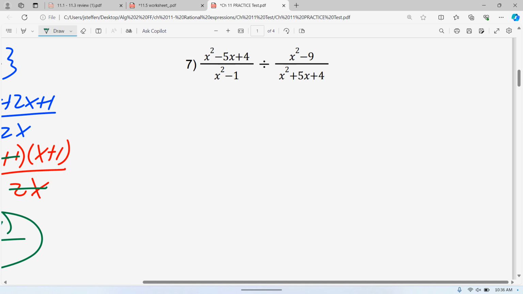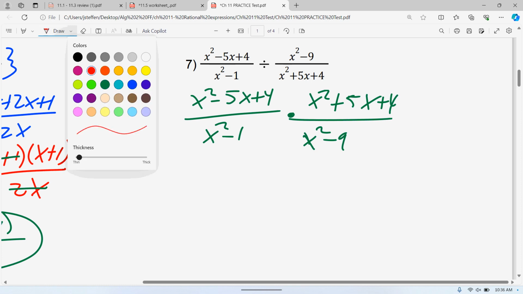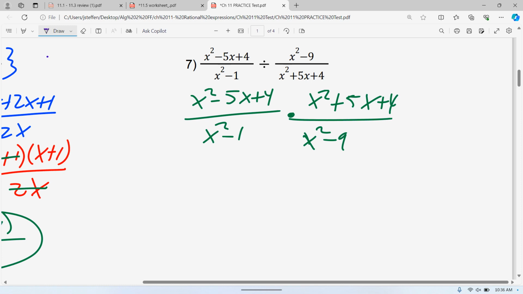And number 7 is another division problem. So again, literally, I don't touch the first fraction. I do nothing with that one. Make it multiplying, and then the second one, I don't factor anything. I don't simplify anything. I don't do anything besides flipping it, making it the reciprocal. Now is when I start factoring and working some things out. So factor to be negative x minus 1 times x minus 4. Those do add up to be negative 5 and multiply to be 4. Okay, we're good.